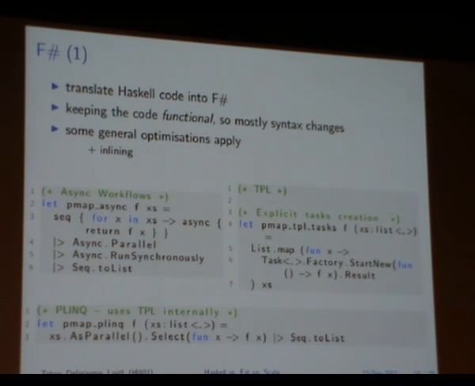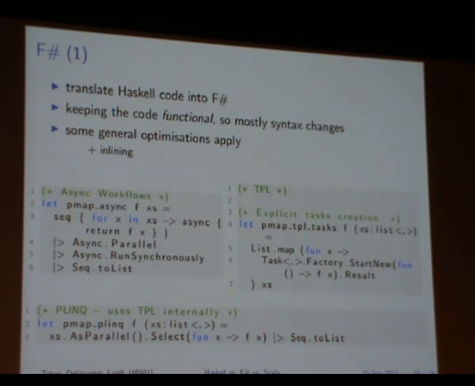And this one, the TPL, we try to use explicit task creation for each element in the list. This is very inefficient actually, so we are creating too many tasks. If we have a large list and we create a task for each element, that is not very efficient. But basically, we just wanted to compare the overhead of creating a task in F# with the overhead of having sparks in GpH in Haskell.